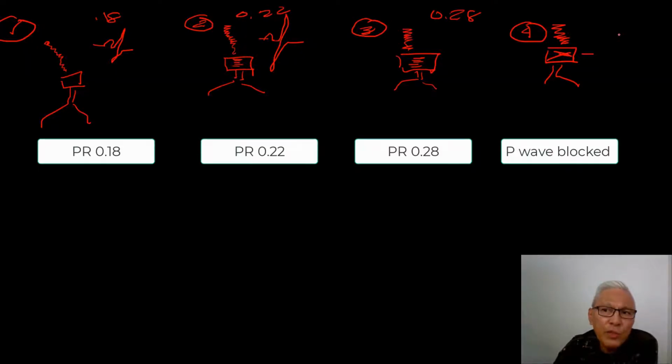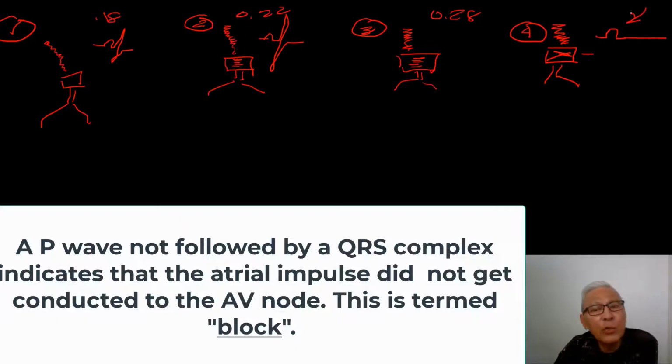So whenever you have a P wave without the QRS complex, this is termed a block, meaning to say that the electrical impulse was blocked from moving from the atria all the way to the ventricles. This therefore results in a P wave without the QRS complex. Such is the pattern of what happens in this type of AV block.